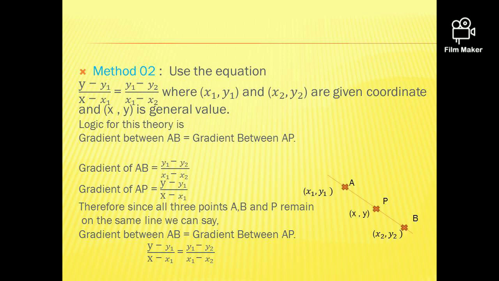In this equation, x and y are the general coordinates. You just put x and y only. x1, y1 would be the coordinate of one point. x2, y2 would be the coordinate of the second point. That is the technique we use to find the equation of a straight line which passes through two given coordinates.